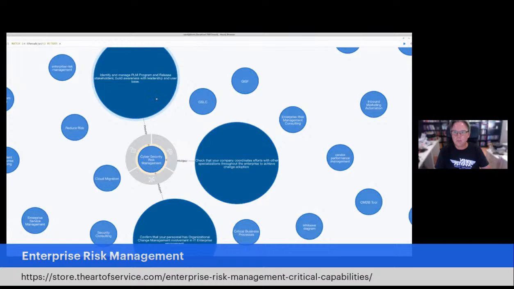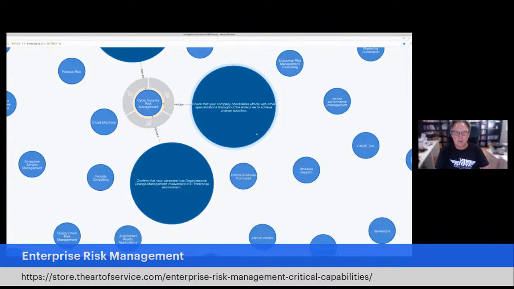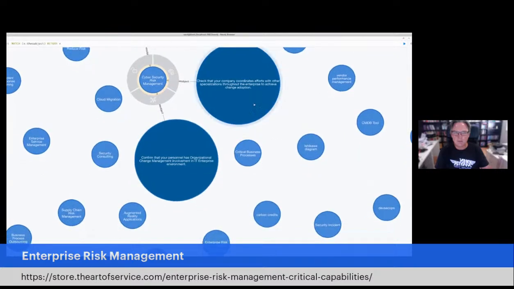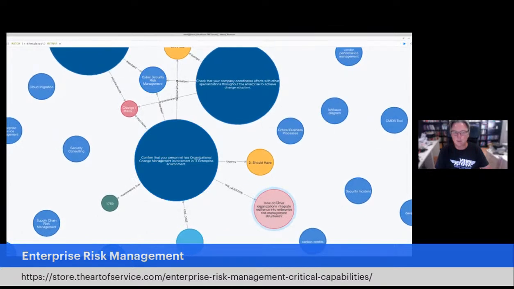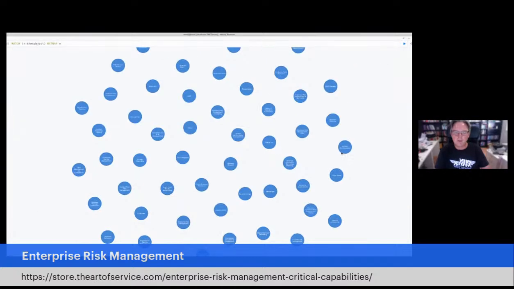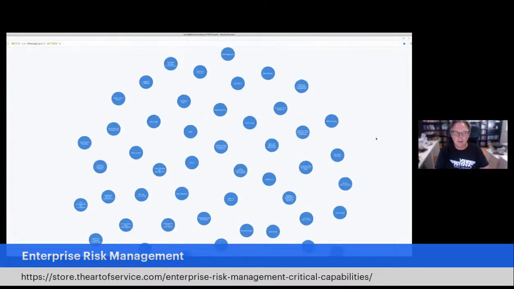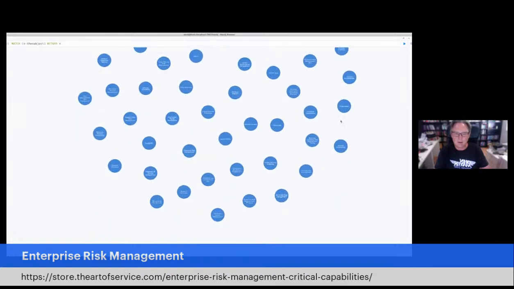Identify and manage PLM program and release stakeholders, build awareness with leadership and user base. Check that your company coordinates efforts with other specializations. Yep. Confirm that your personnel has organizational change management involvement in IT enterprise environment. How do other organizations integrate resilience into enterprise risk management structures? They should have. See, this is a very nice way of actually having a look at all the related areas to enterprise risk management that I need to have under control and look at. So you can sort of see those as processes, other topics.